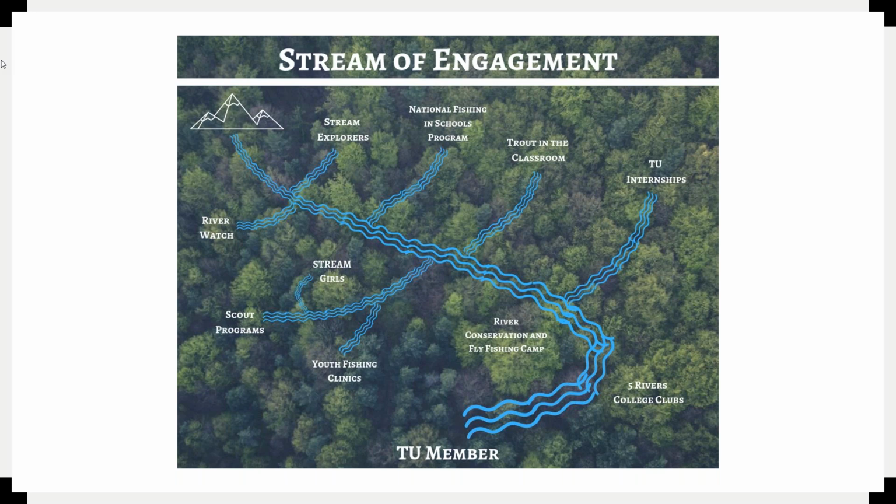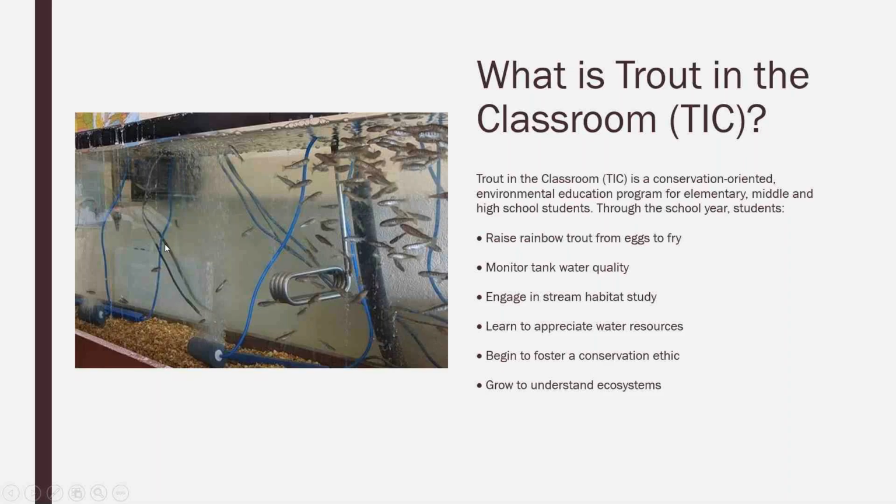But for now, let's focus on Trout in the Classroom. So what exactly is TIC? TIC is a conservation-oriented environmental education program for elementary, middle, and high school students. Through the school year, students will raise rainbow trout from egg to fry. They'll monitor tank water quality, engage in stream habitat study, learn to appreciate water resources, begin to foster a conservation ethic, and grow to understand ecosystems and watersheds.